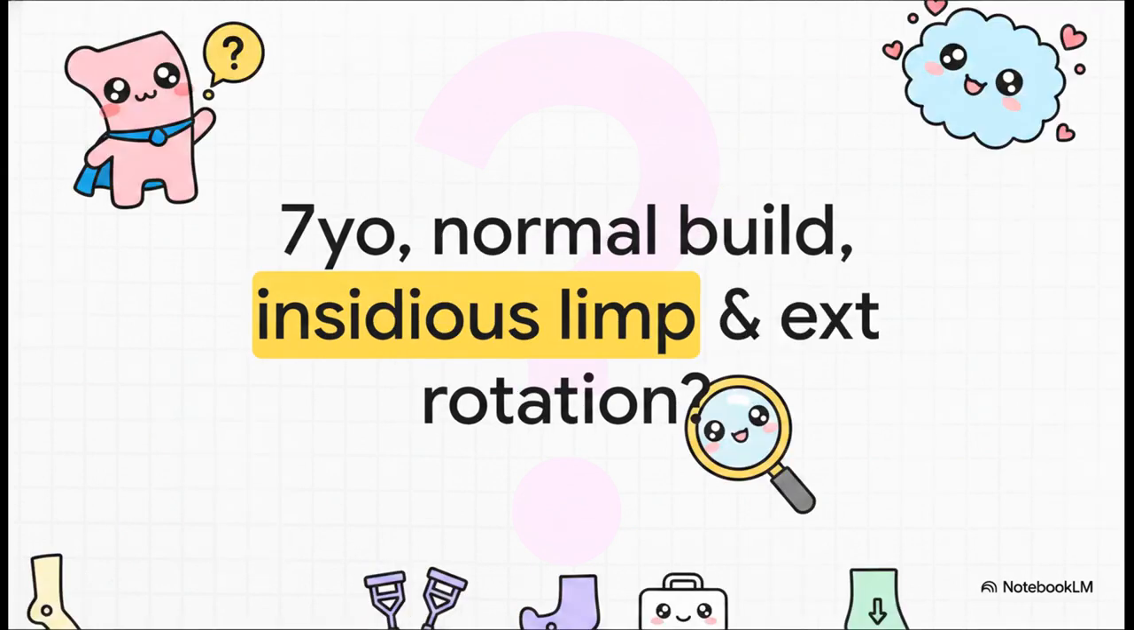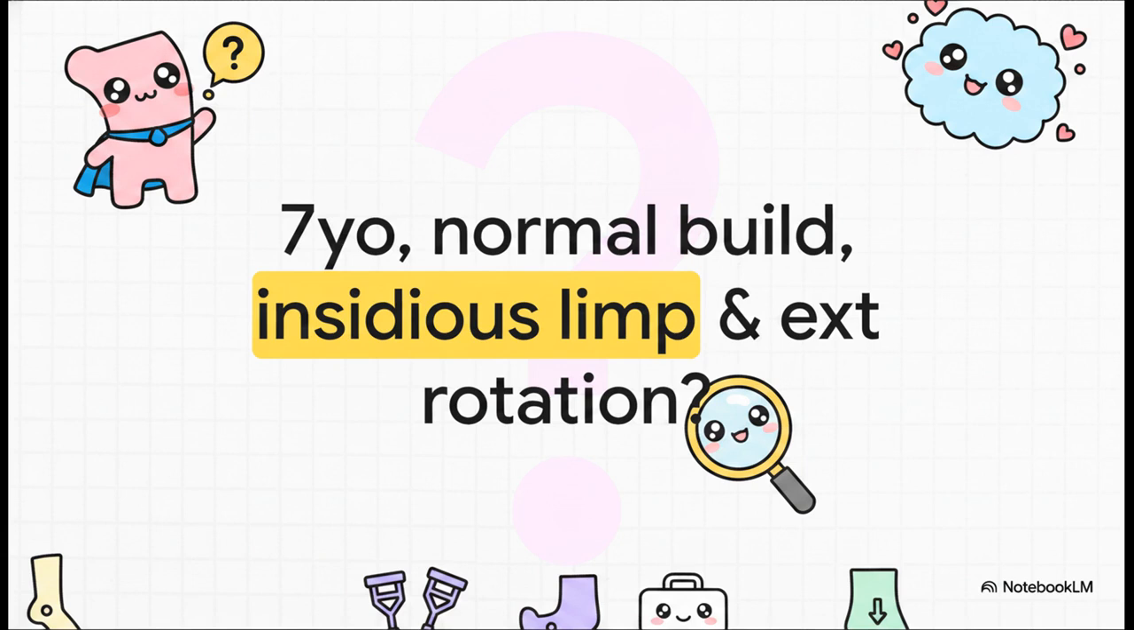Okay, next case. Same region, but a totally different patient profile. We have a 7-year-old boy of normal build presenting with an insidious limp, about half a centimeter of limb shortening, and external rotation. The diagnosis here? Legg-Calvé-Perthes disease. Unlike our last patient, this is an idiopathic avascular necrosis of the proximal femoral capital epiphysis.